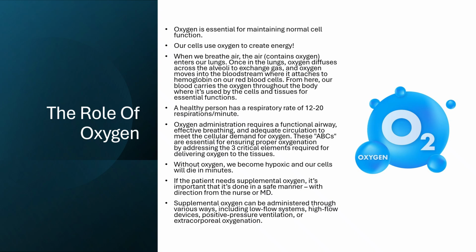But in a basic sense, when we breathe in air, the air contains oxygen, right? And that goes into our lungs when we take a nice deep breath. Once it's in the lungs, oxygen diffuses across the alveoli to exchange gas. So then the oxygen moves into the bloodstream where it attaches to our hemoglobin on our red blood cells, and from there, our blood carries this oxygen throughout our body where it's used up by the cells and the tissues for all their essential functions.